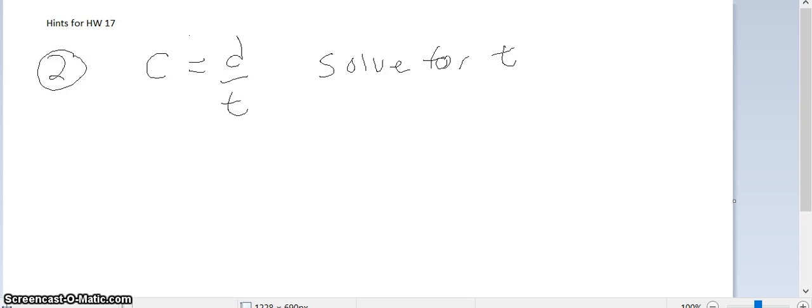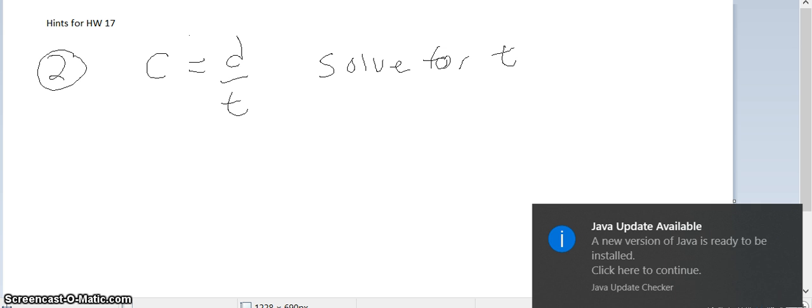Alright, so here are the hints for homework 17. For problem 2, we have the speed of light, c, is equal to the distance divided by the time. We want to solve that equation for t, of course.